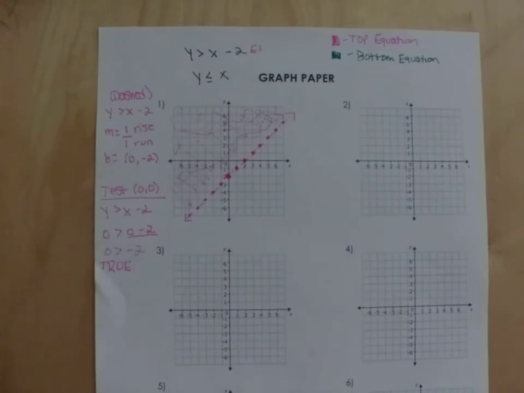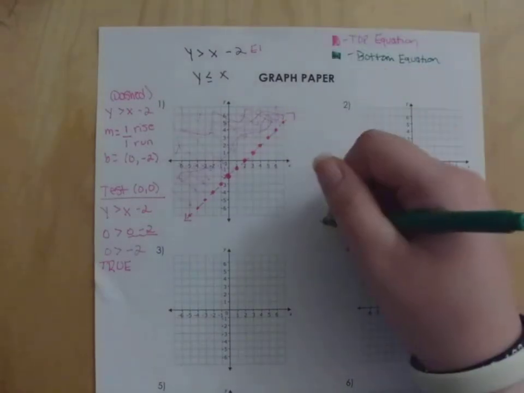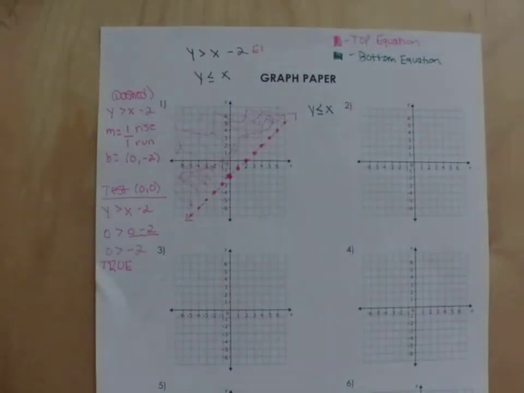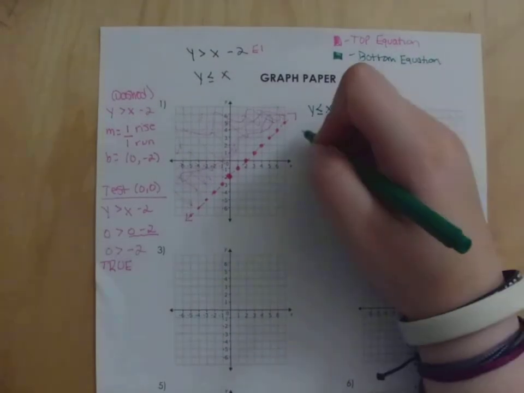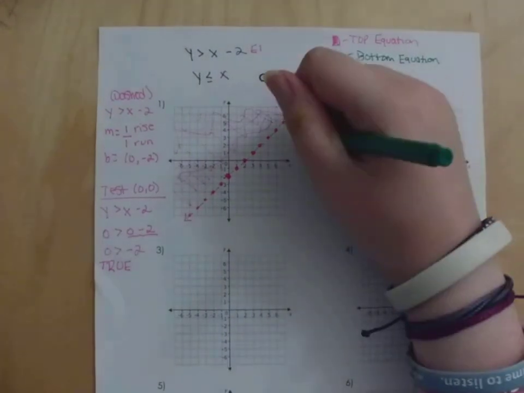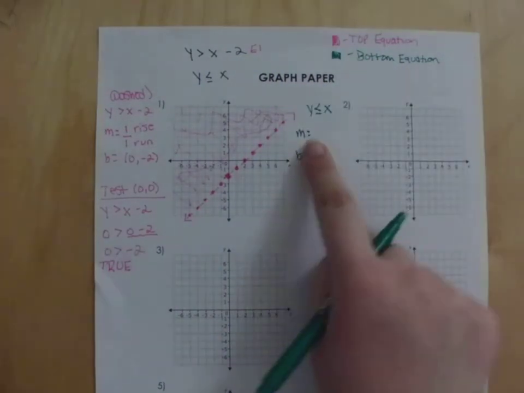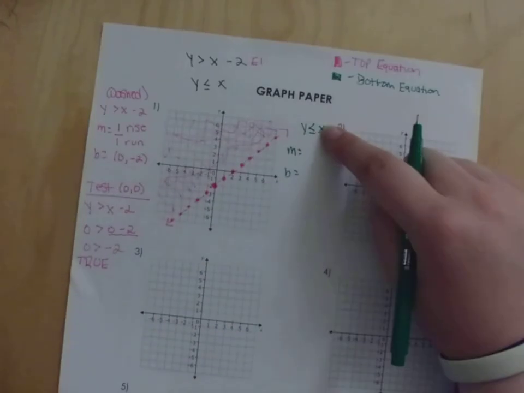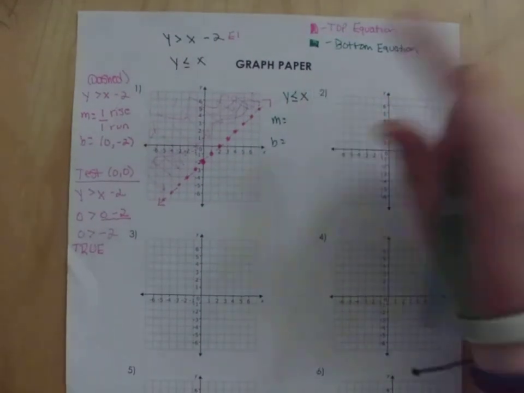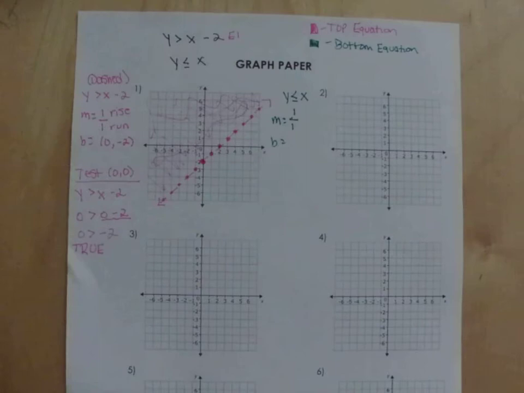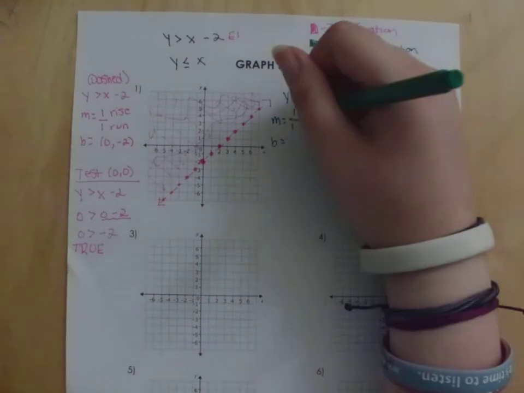So now let's move on to our bottom equation here. I'm going to do all of that work on this side. So y is less than or equal to x. So we want to start with m and b. M, remember, is always the number right in front of x. So in this case, again, there's nothing written in front of here, so that's a 1. We need to make that into a fraction. So we're going to pick 1 over 1.